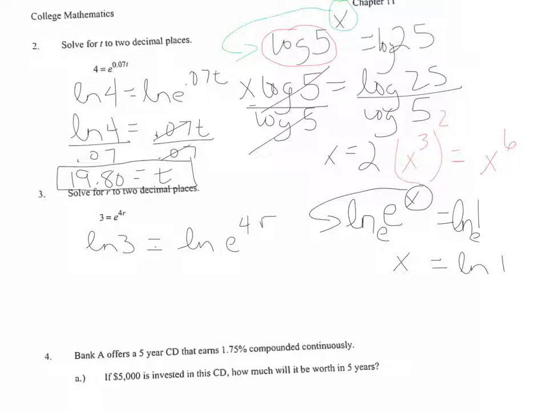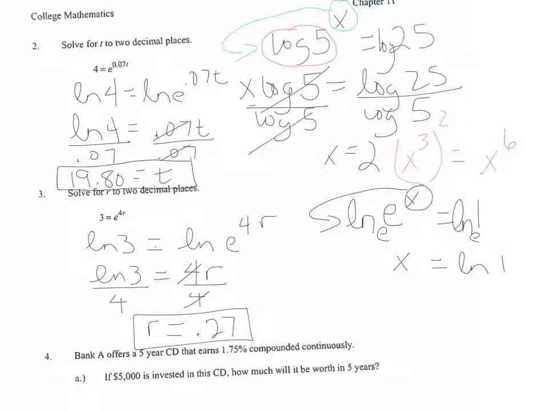Which side can I clean up now? The right side, because if I'm taking the natural log of e to a power, then it just cleans up to be what? Yeah, whatever that exponent is. So it's going to be 4r, and to finish solving for r, divide both sides by 4. Now if you put that in your calculator and you round 2 places to the right of the decimal, r is about what? 0.27. Good job. Okay, so that's the basic concept we're going to be working with here.